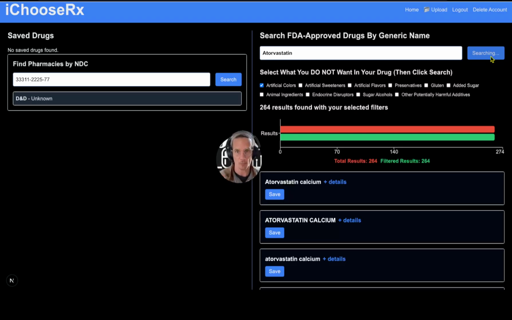As far as artificial colors, there are 12 from the original 264 that contain it, right? Twelve of them, atorvastatin tablets contain FD&C dyes. These dyes might make the pill look nice, but they've been linked to inflammation and oxidative stress.